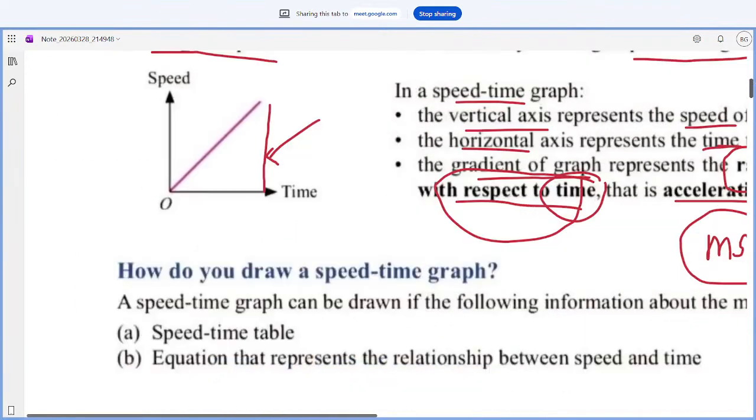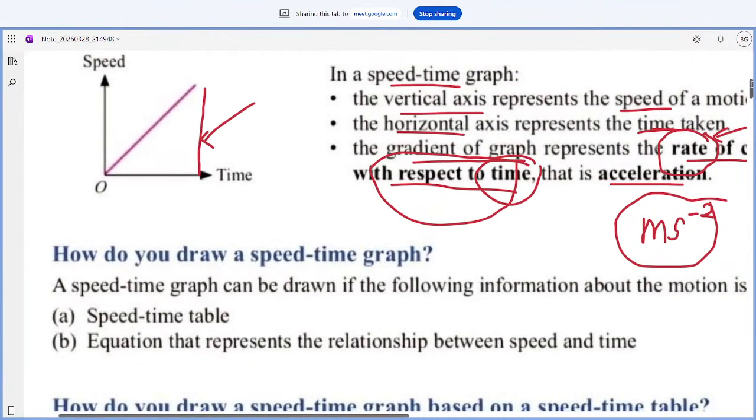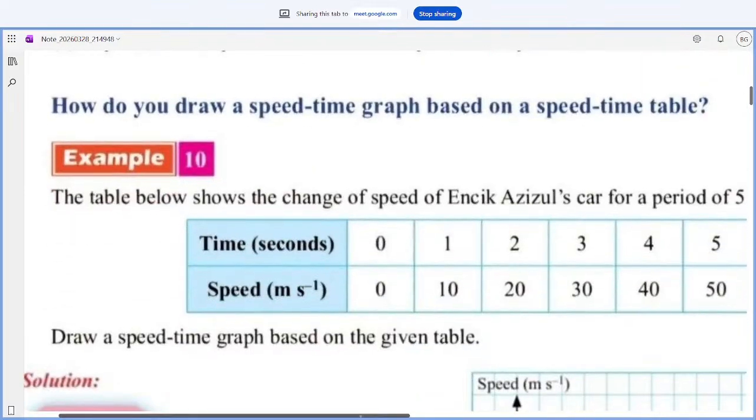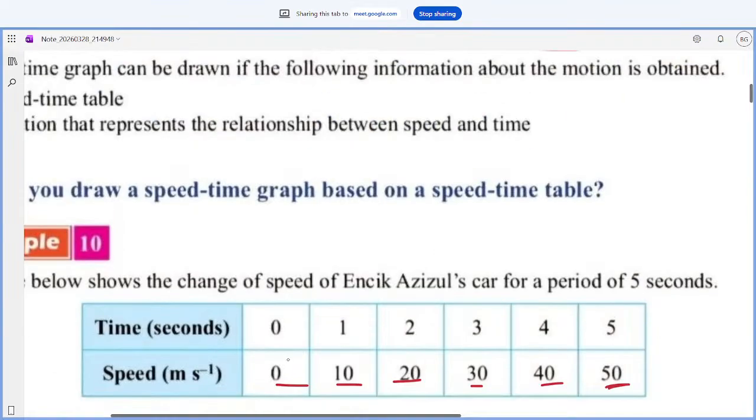Now, how to draw a speed time graph? Macam mana lukis? You guys can see here, this is the example. Let's say you got a table like this. You can see speed is increasing, right? Laju kamu bertambah. Is the increase constant or not constant? See carefully. Kelajuan tu bertambah malar atau tidak? Yeah, it's a constant increase. So, increasing velocity uniformly. Bertambah kelajuan secara malar.